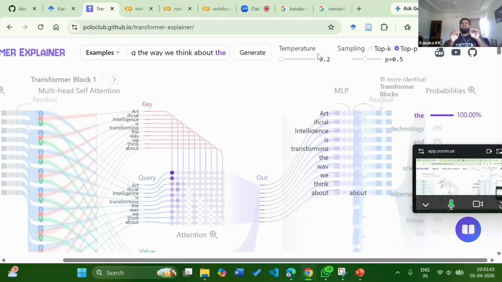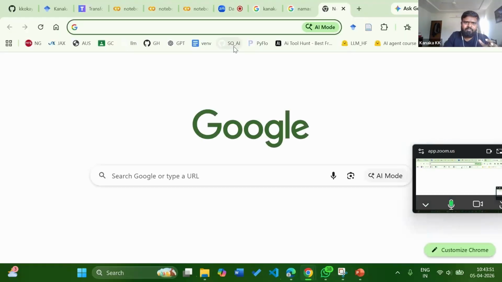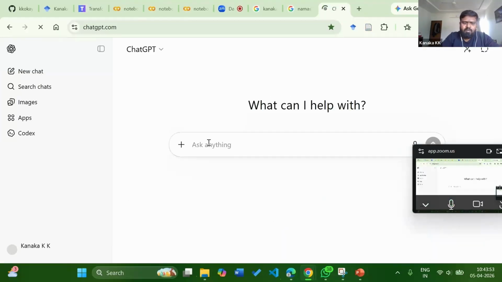That's why when you enter a prompt into ChatGPT, all the content will not appear at once. For example, I will open ChatGPT. AI is transforming.